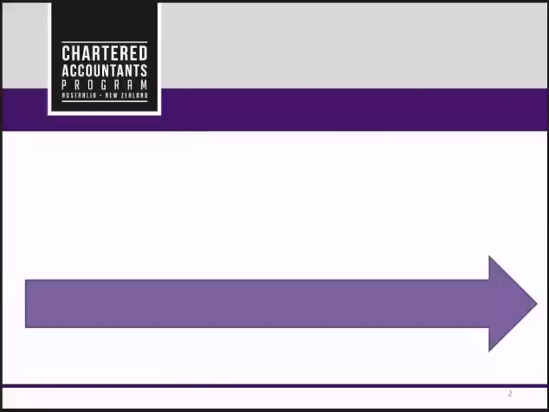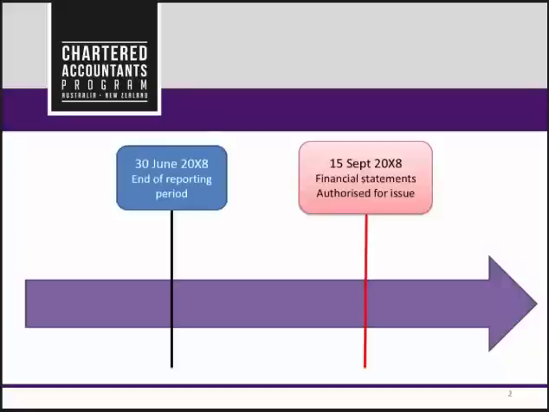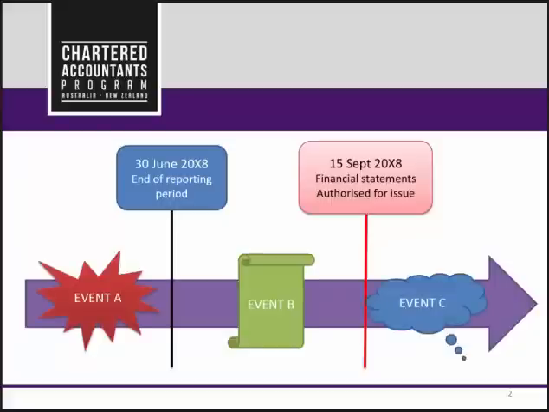Let's start with IAS 10 events after reporting period. When is this standard relevant? Well, if we look at our timeline here, we have 3 events occurring during the entity's reporting cycle. IAS 10 explains what to do with events A and B. It is also important to remember that the audit requirements around subsequent events differ a little to the financial reporting requirements, even though there is a lot of overlap.